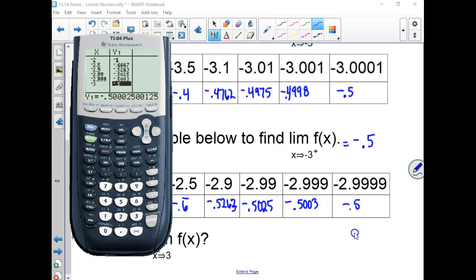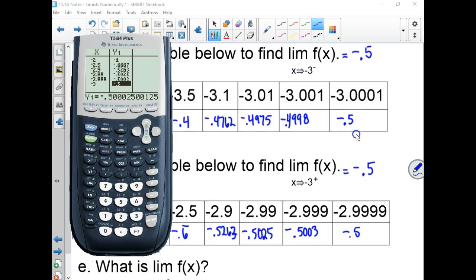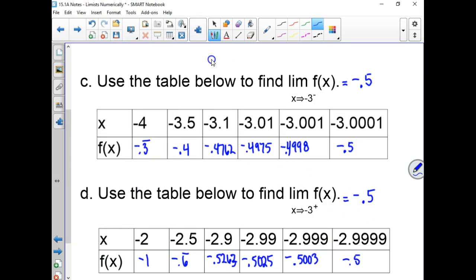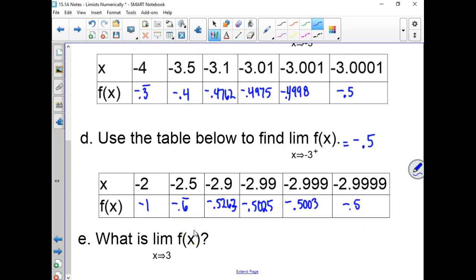Or from the right, sorry. So since I got the same number for both of these, from the left side we approach negative 0.5, and from the right side we approach negative 0.5, then that tells me that the limit of f of x as x approaches negative 3 equals negative 0.5. This should have a negative right here with it, sorry about that.